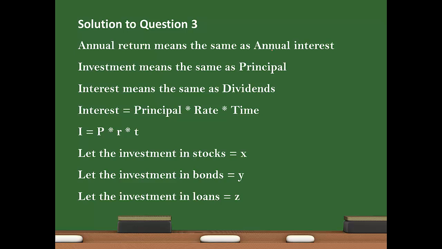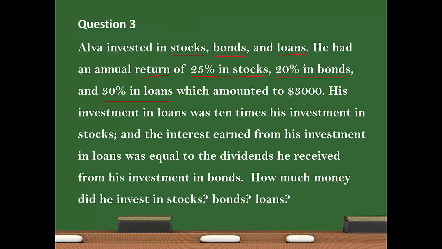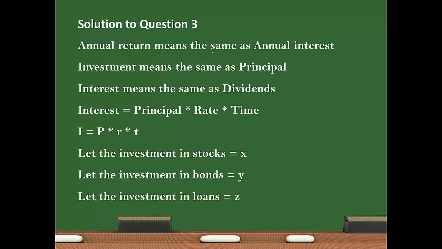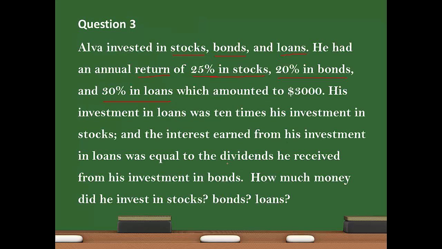So let's write this. Annual return means the same thing as the annual interest. And when we say annual, it means yearly. So they didn't give you the time here because they mentioned annual. That annual means yearly, so the time is 1 year. So annual return means annual interest. Investment means the principal. Then here they mention dividends.